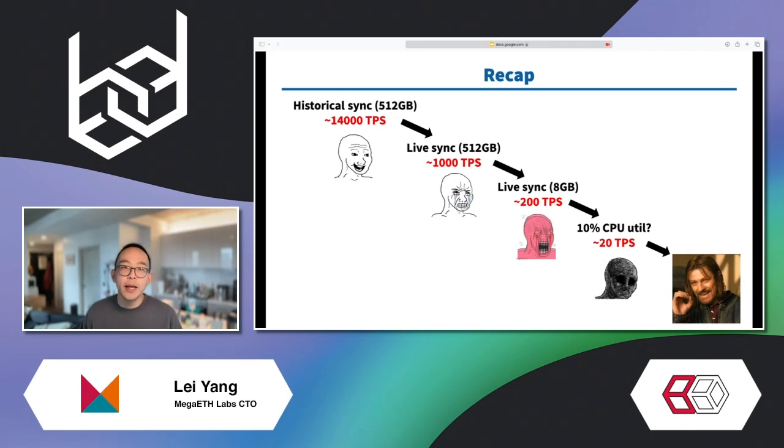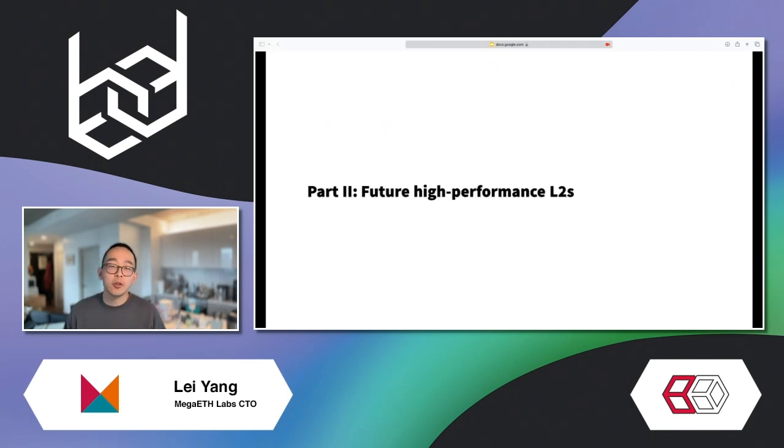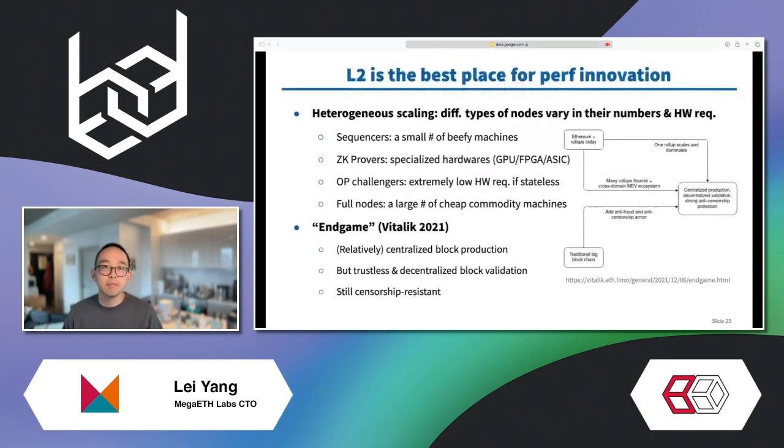Fortunately, we can do better. And I'll start part 2. At MegaETH, we believe that layer 2 is the best place for performance innovation. Why? Because layer 2 enables what we call heterogeneous scaling.